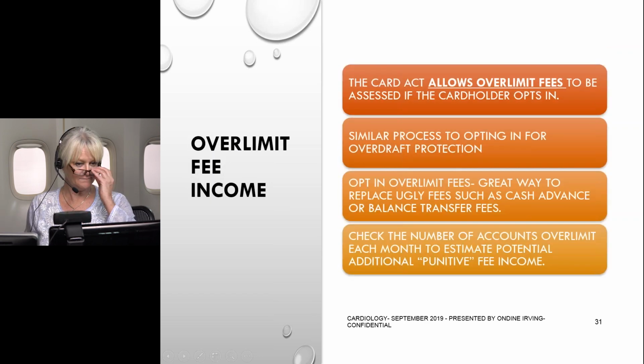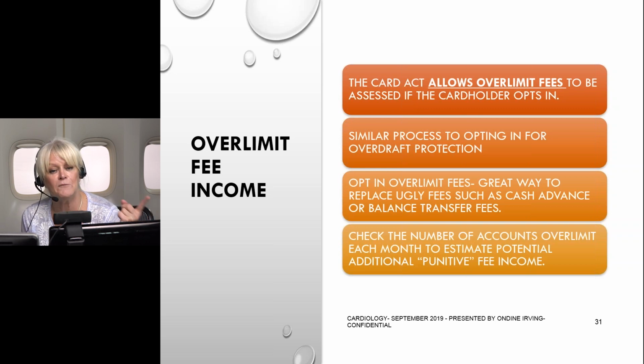Over limit fees. I would much rather see credit unions do an opt-in over limit fee than the cash advance, balance transfer, check copy fees, all this other stuff. The Card Act does allow you to do an over limit fee, but it has to be opt-in. I suggest you do this fee only if you need the fee income or you're replacing perhaps cash advance or balance transfer fee income that you're going to eliminate, but only if you have a similar process for overdraft protection on checking accounts that your members are accustomed to opting in.